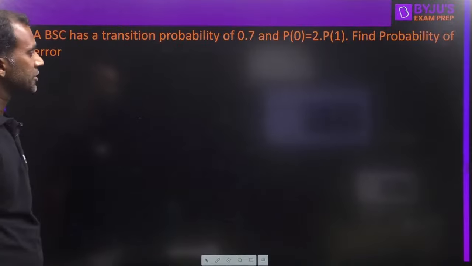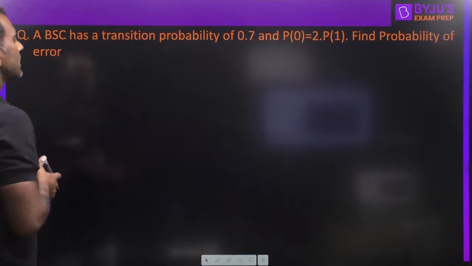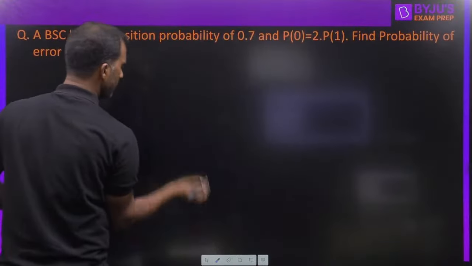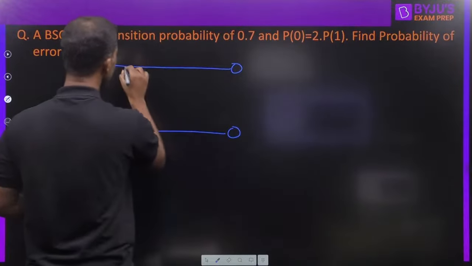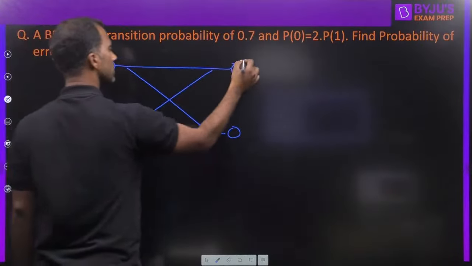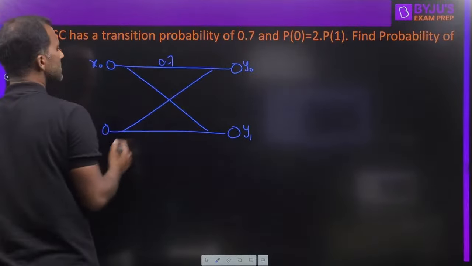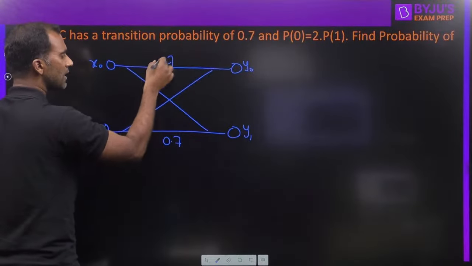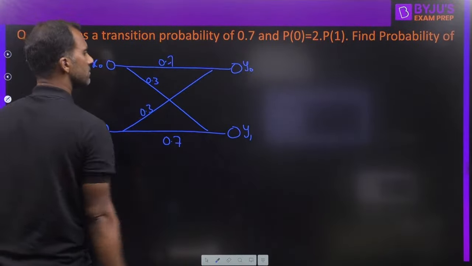Next. So 2 more questions will be done with today's session. Right. A binary symmetric channel has a transition probability of 0.7. So let me draw the binary symmetric channel: X0, X1, Y0, Y1. They are saying the transition probability is 0.7. Since it is a binary symmetric channel, these two probabilities will be the same. And we know the lines starting from the same point, if you add the conditional probabilities of both of them, it should be equal to 1. So this should be 0.3. So this also should be 0.3.